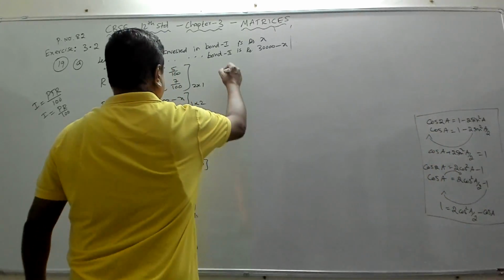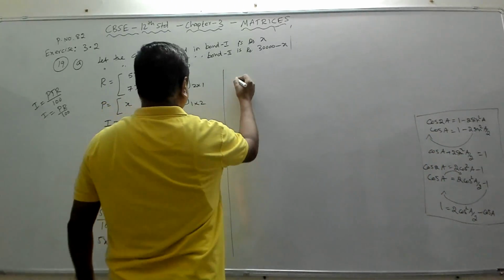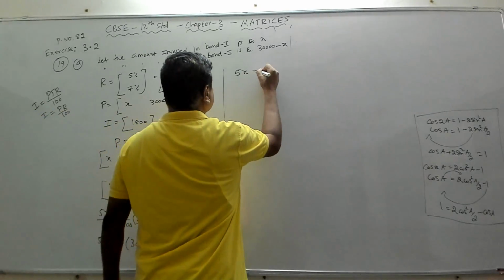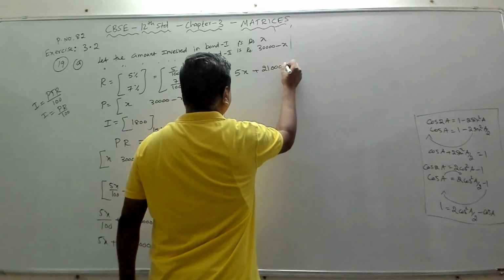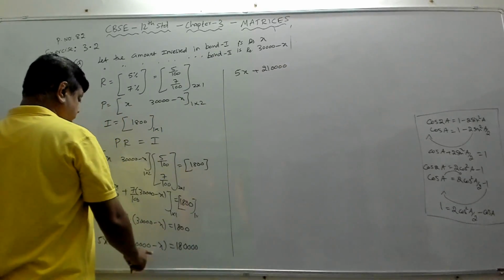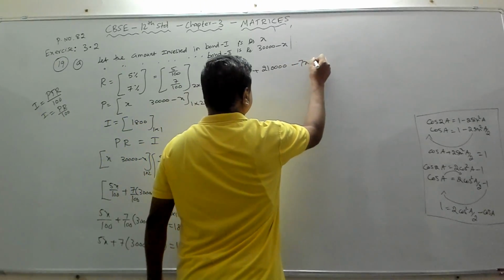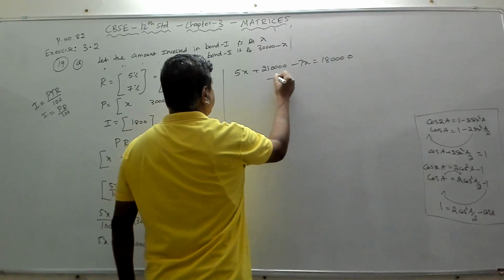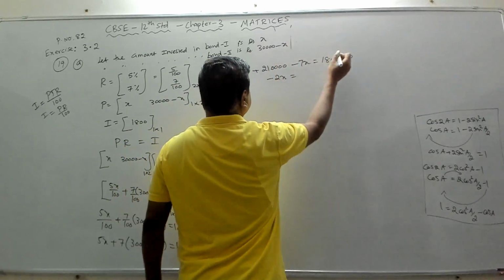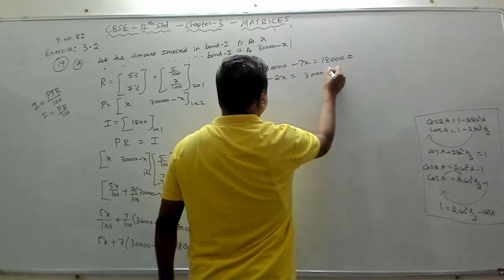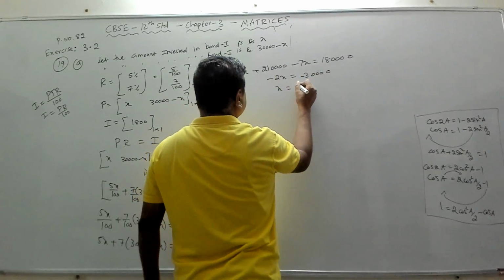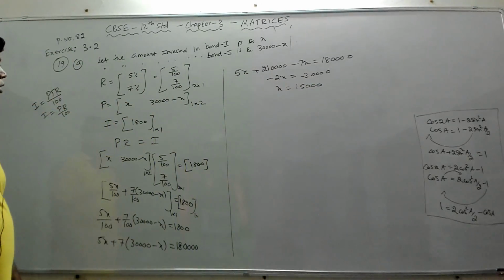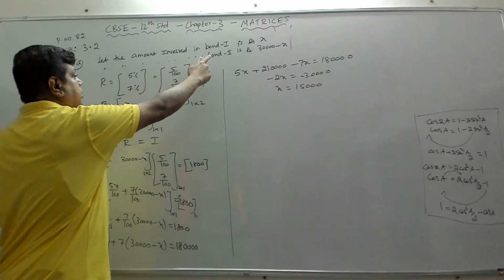the continuation of this is 5X plus 7 times 31 is 21 lakh, 2 lakh 1000, then minus 7X equal to 180000. Now you will get minus 2X equal to minus 30,000. So your X will become 15,000. So you have to invest 15,000 in the first bond, that is X.